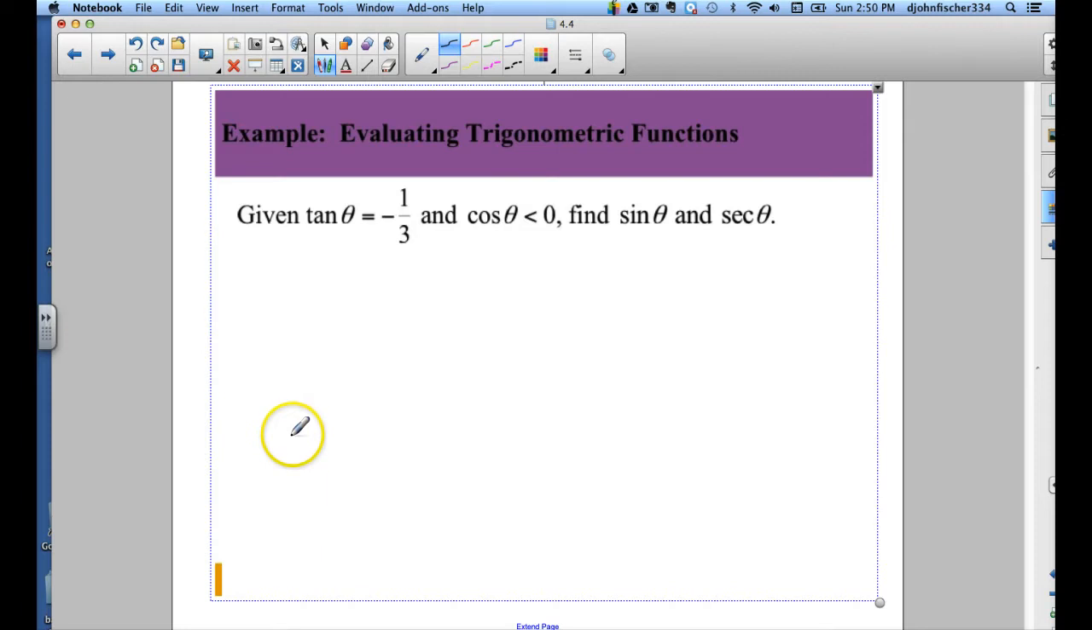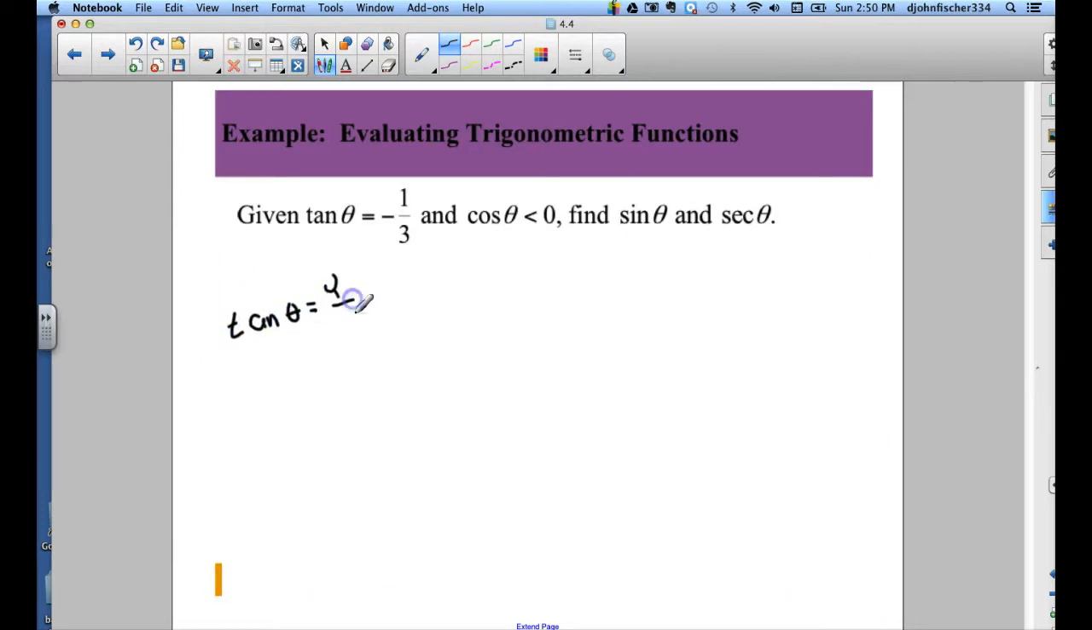Okay, given tangent of theta is equal to negative 1/3 and cosine is less than 0, find sine theta and secant theta. Okay, so tangent of theta is equal to y over x. So one of these has to be negative. We know the 1 and we know the 3, but one of them has to be negative. And we know that cosine is less than 0, so x has to be the negative one.